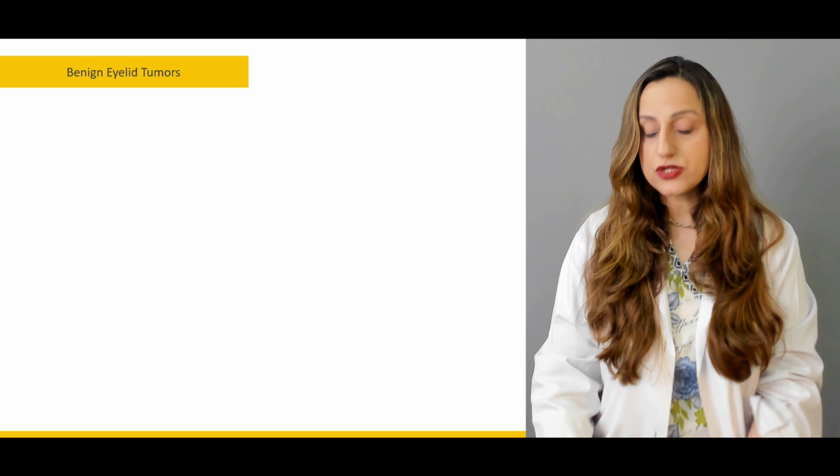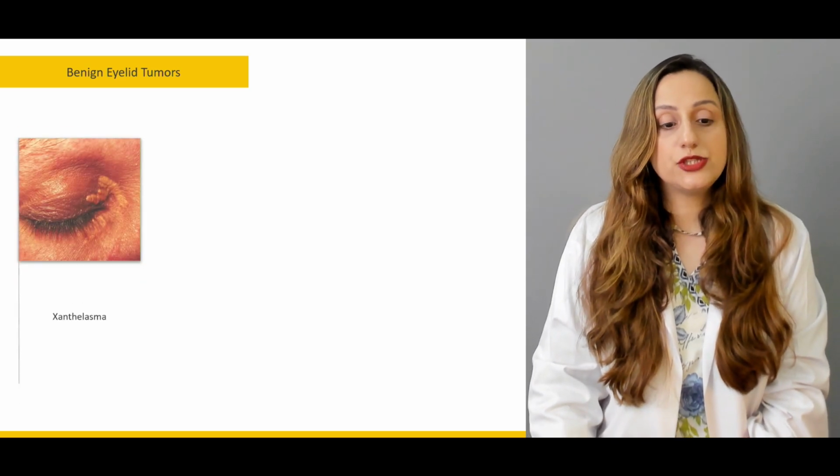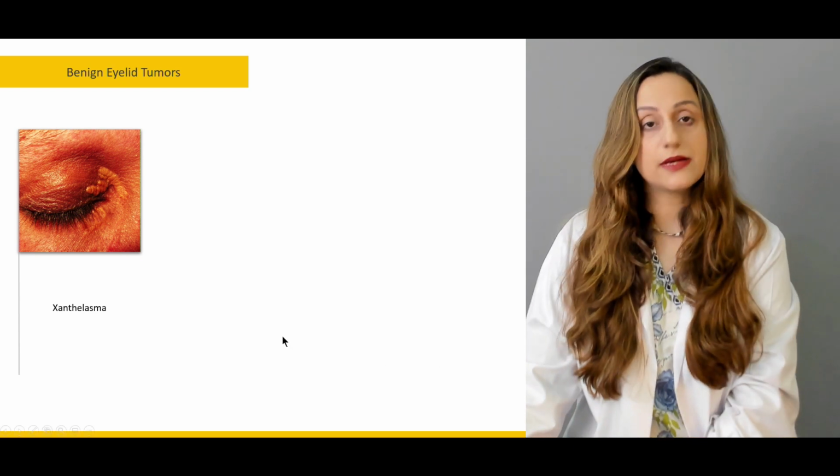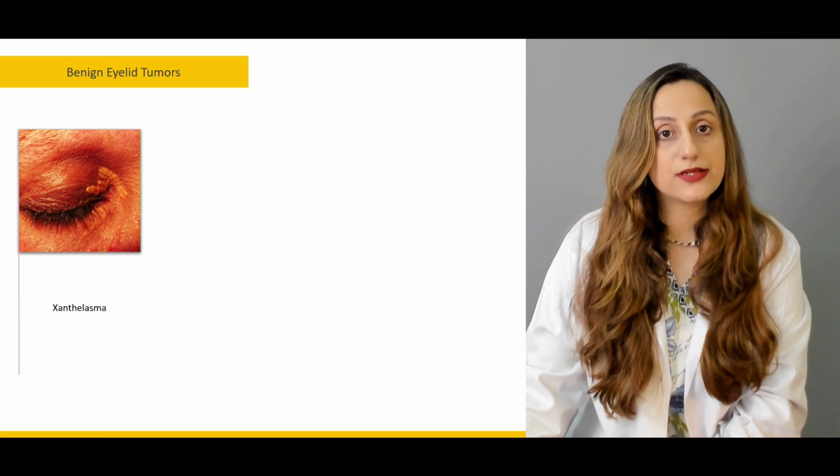Now, once you have these nodular structures, you should know that these nodules, these patches, can sometimes be benign tumors as well.